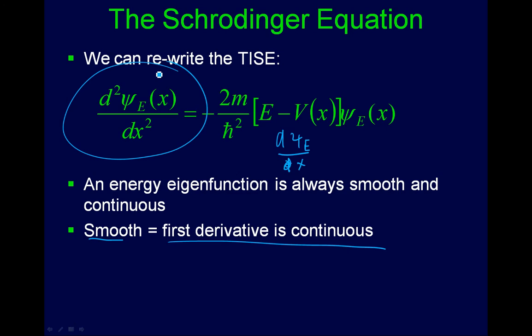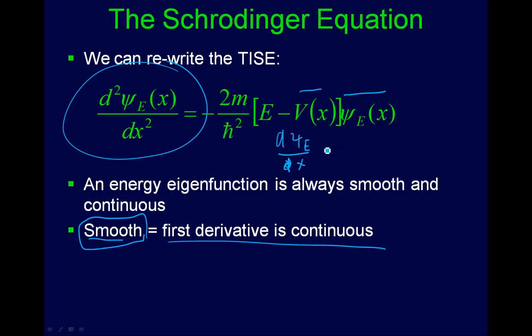infinite second derivative. Well, in order for this equation to be true, if our potential is finite and our energy eigenfunction is finite, that can't be. Okay, this equation wouldn't be able to be satisfied then. And so this will lead us to having a smooth solution.